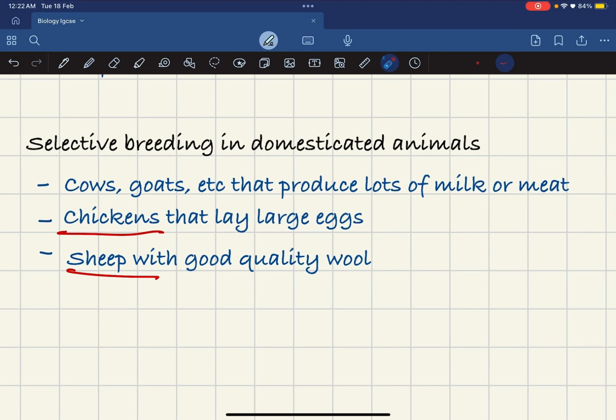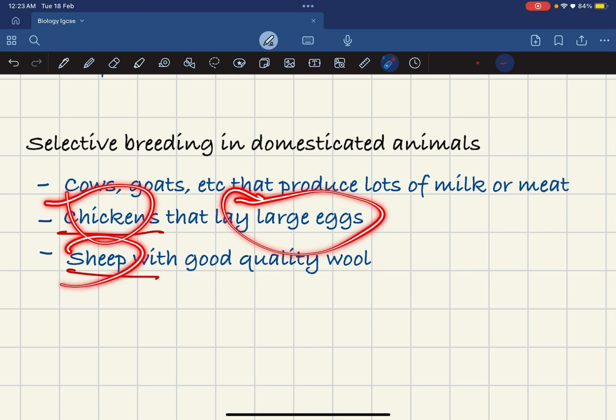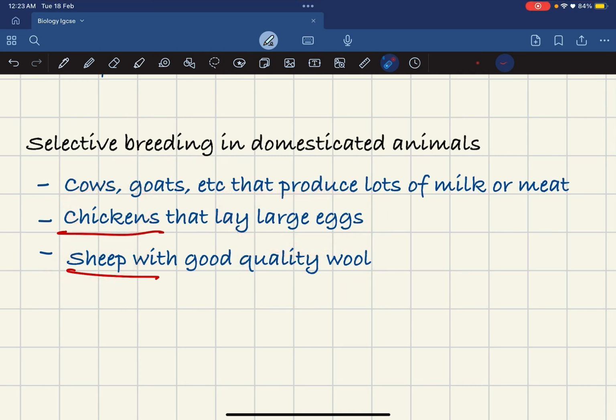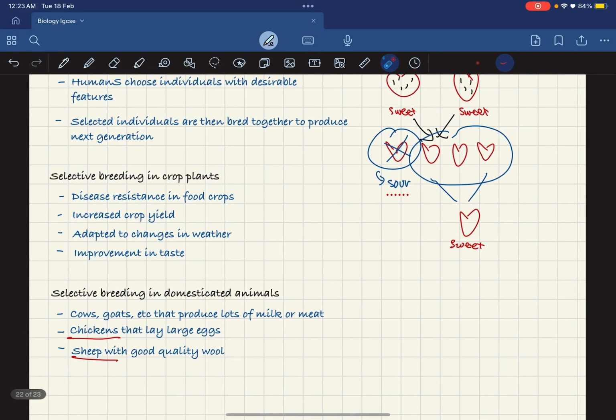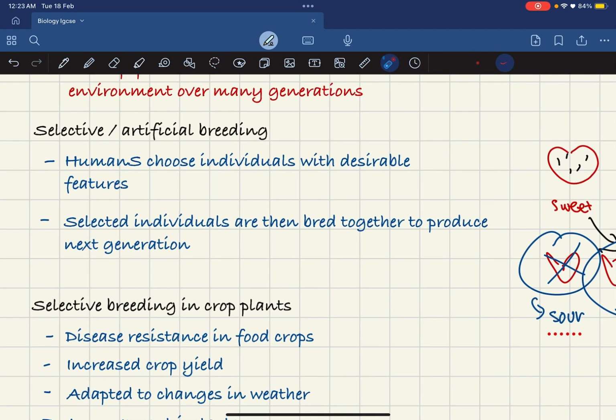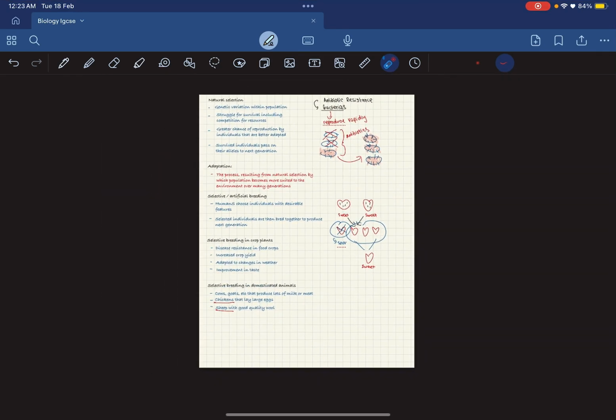Okay, next is selective breeding in domesticated animals. So domesticated animals, meaning that animals that come in our use, for example, cows, goats, sheep, chickens, okay? So cows and goats, they can produce lots of milk and meat for us. Chickens can lay large eggs. Sheep can give you good quality of wool, okay? So basically anything that can be beneficial for us, okay, it's through artificial breeding, okay?